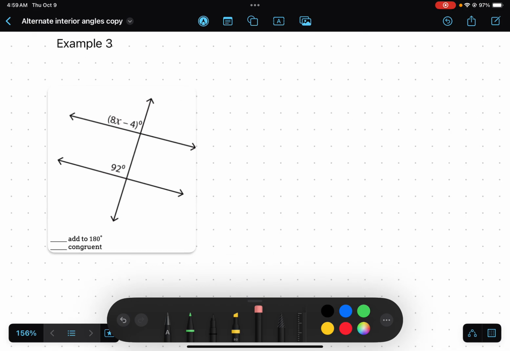Okay, so what's happening here? I always like to start with my alternate interior angles, and that will help me figure out what other relationships there are. So 92 is alternate interior. These are alternate interior, and I can see these are right across from each other, so those are also equal. So all these red angles are congruent to each other. That makes my equation simple. 8x minus 4 equals 92.